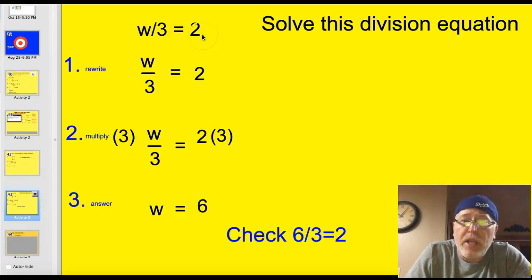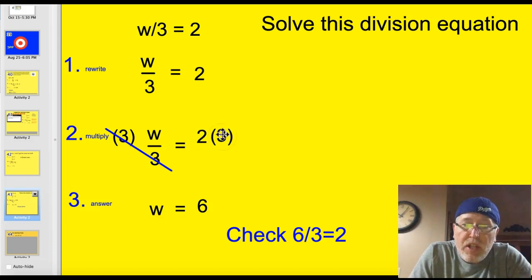W divided by 3 equals 2. What do you suppose we're going to do? Number one, we rewrite the equation. W divided by 3 equals 2. Okay, now we've got to get rid of this 3 so that the W is by itself. This is divided. We do the opposite. We multiply. This time I chose to use parentheses to show the multiplication. These guys are going to cross out, leaving just W.